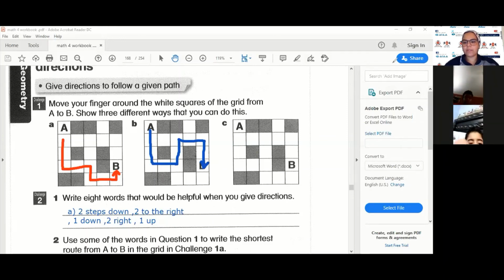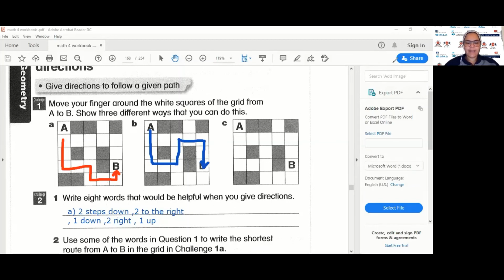Who can describe it? Mahmoud. Good morning, ya Mahmoud. Good morning, Miss Maha. Can you describe what is the path that I took from A to B? 3 steps down, and then 2 steps to the right. Very good. And then? After 3 steps down, 2 steps to the right. Very good. And then? And then 2 steps up. Very good. And then?